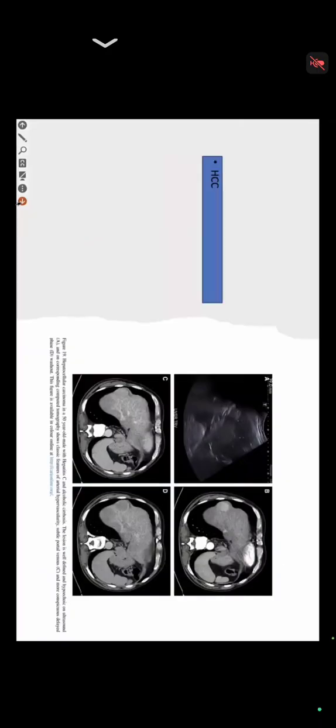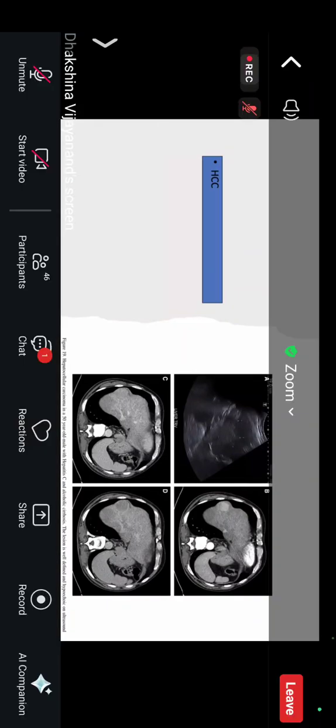So this is coming to HCC. We know HCC looks hypoechoic on ultrasound, but the classical feature is arterial hypervascularity and a total venous washout. And as you can see in the imaging, there is a complete washout in the delayed phase. It looks more hypodense than the original liver. So that goes for HCC.